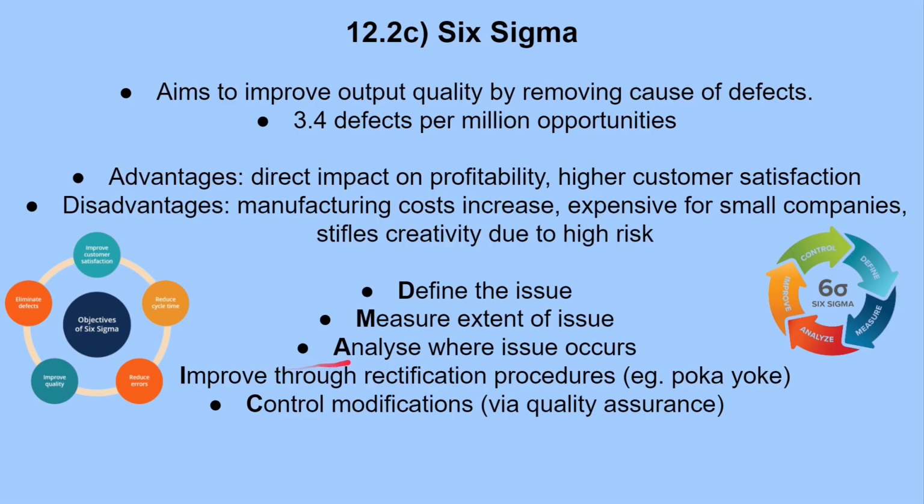This acronym gives the different steps of Six Sigma: DMAIC. So define the issue, measure the extent of the issue, analyze where the issue occurs, then improve: you fix the issue using rectification procedures.